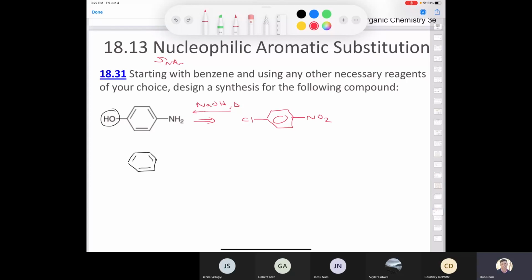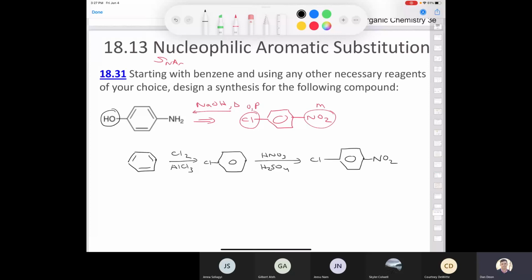parachloronitrobenzene. Well, we're going to start by installing the chlorine because the chlorine is an ortho-para director, whereas the nitro is a meta director. So let's put the chlorine in first, and then we can direct the nitro into the para position. So let's start by putting our chlorine on first. So we'll use chlorine and aluminum chloride. I could use iron too. Anyhow, I'm going to end up with chlorobenzene, which would be this. Then I'm going to install my nitro group using nitric acid and sulfuric acid. And I'm going to make parachloronitrobenzene. Nitro, like that.